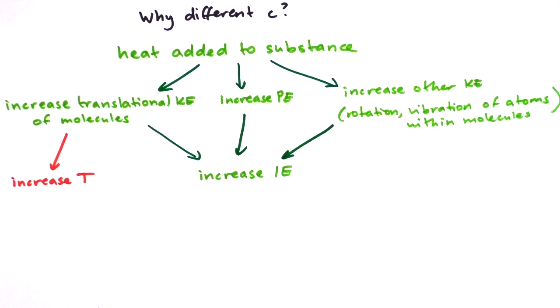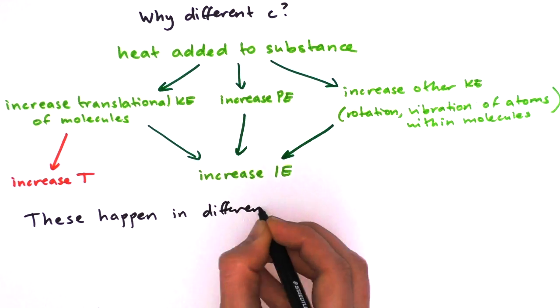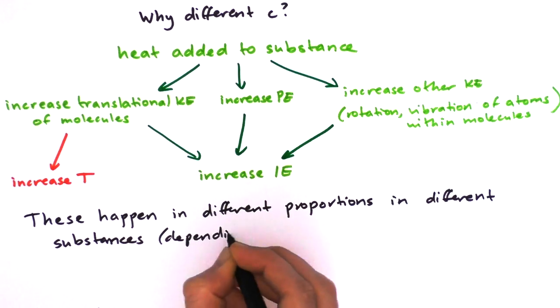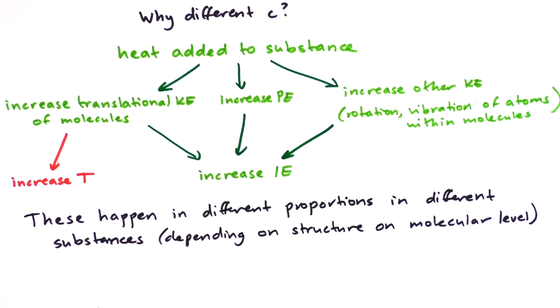So the reason why materials have different specific heat capacities is simply that these three things happen in different proportions in different substances. So it depends on the structure on the molecular level. So it's going to be different if we have a molecule made of 2 or 3 atoms. That's different from if we just have monatomic particles, because with monatomic particles, we don't really have to worry about rotation or vibration. So because of the different proportions in which these things happen, that's why we get different specific heat capacities for different materials.